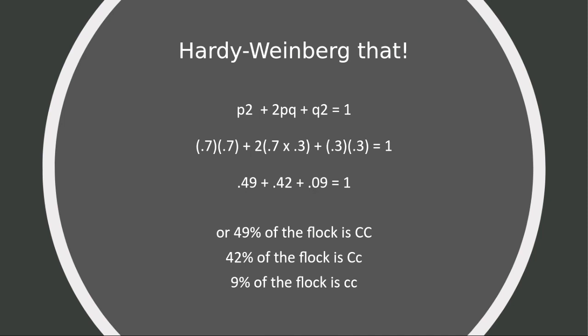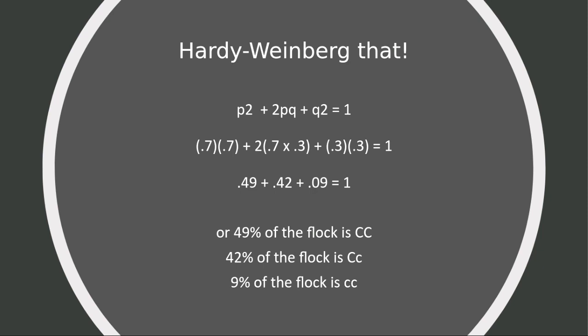So our figures, we pop them in again. P squared is equivalent to 0.7 times 0.7, plus 2 times 0.7 times 0.3, that's 2PQ, plus 0.3 times 0.3 equals 1. So when we work that through, we get these numbers. P squared is equivalent to 0.49, and then 2PQ is 0.42, and then Q squared is 0.09, which equals 1.